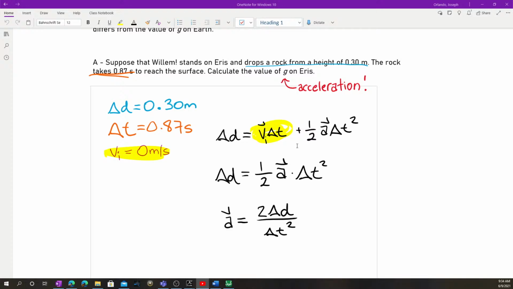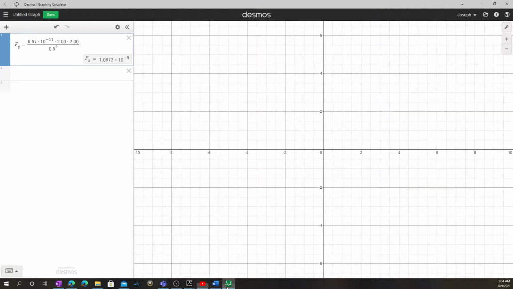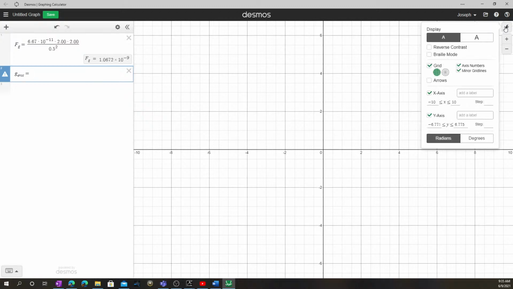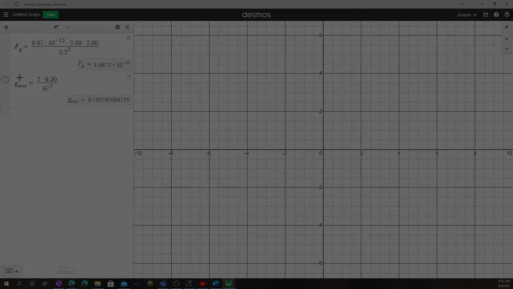We need to remember to square that. And I'm going to switch to saying g on Eris here, because in the end that's what we're trying to find. We're finding g, and let's go into Desmos and see if we can do that. So the acceleration due to gravity on Eris is, let's make this so we have a fighting chance of seeing it, 2 times 0.30 meters divided by 0.87 seconds, and then we had to remember to square that. And there we get it.